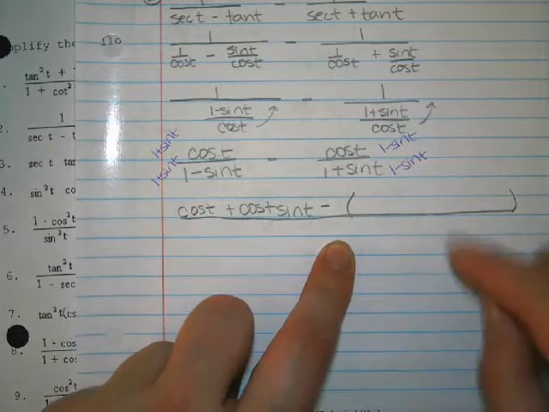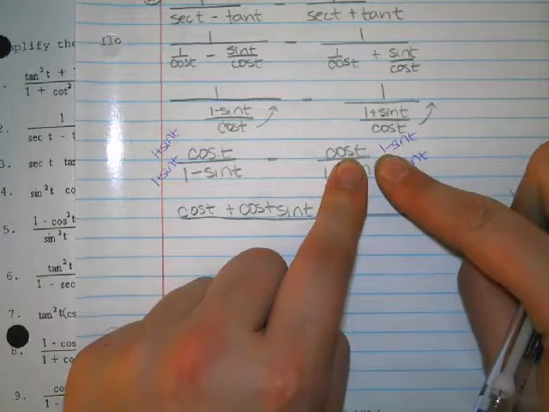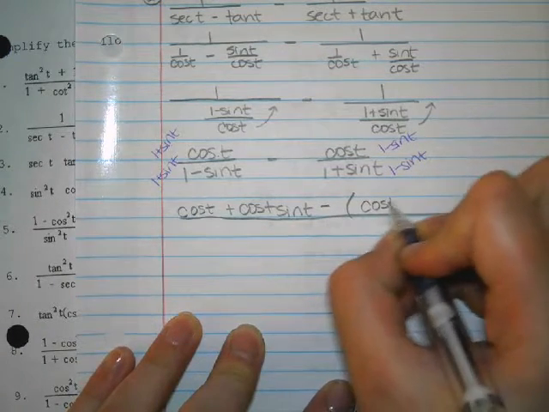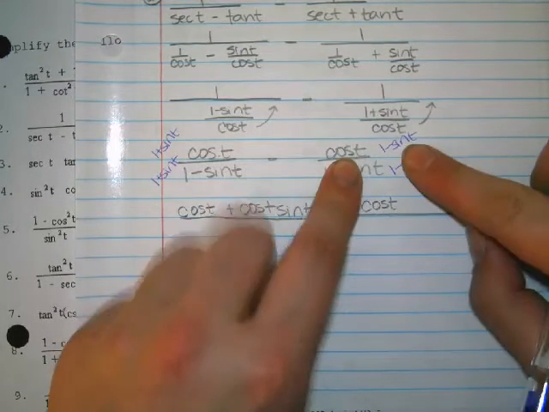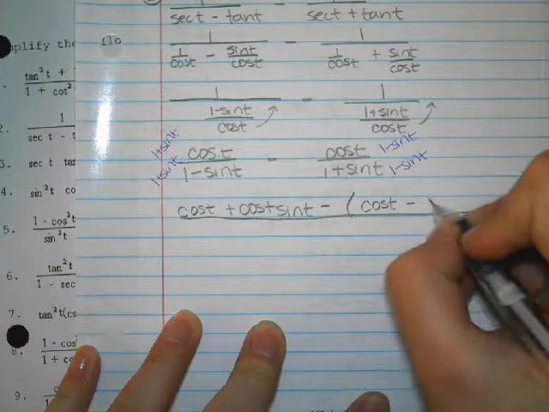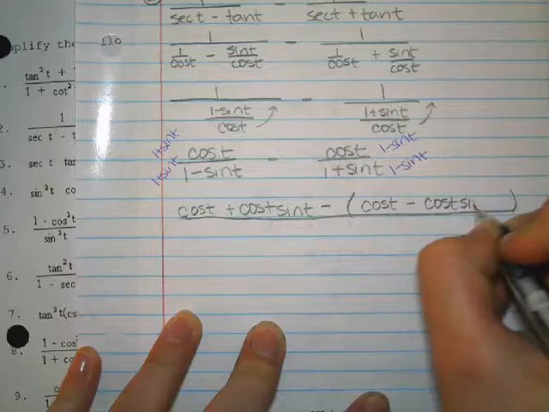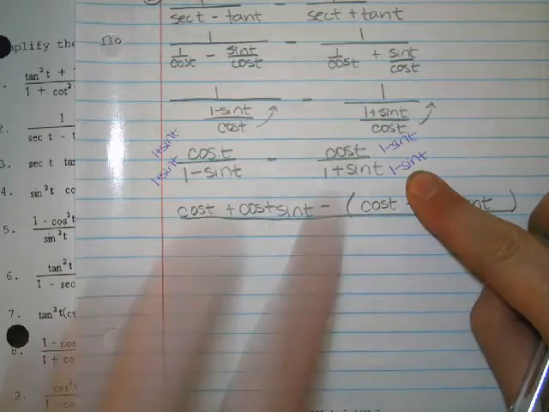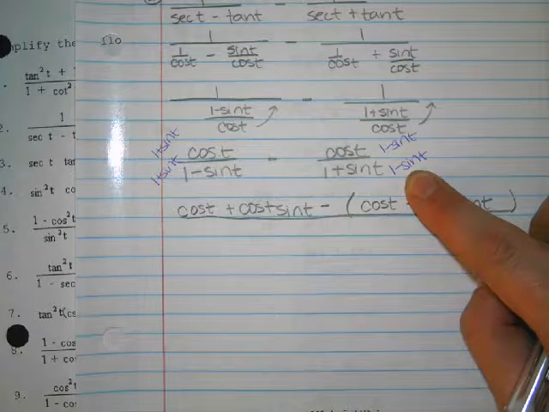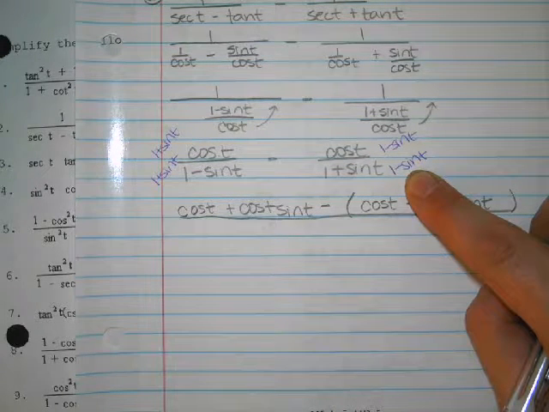Okay? If I do cos times 1, what do I get? Cos. If I do cos times negative sine, what do I get? Negative cos t sine t. Okay? And what happens on the bottom if I do 1 plus sine t times 1 minus sine t? I have to FOIL it.